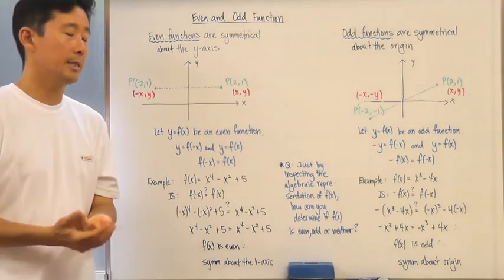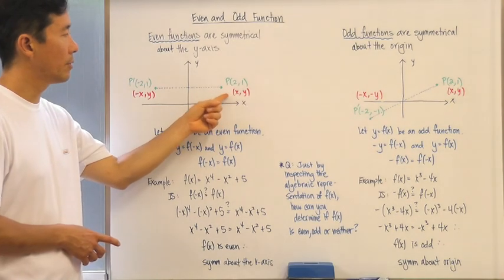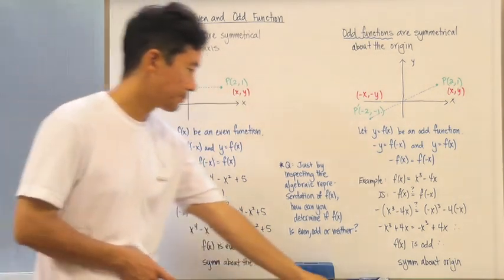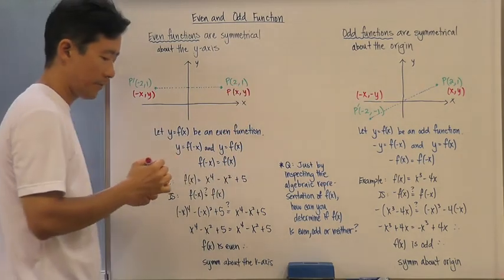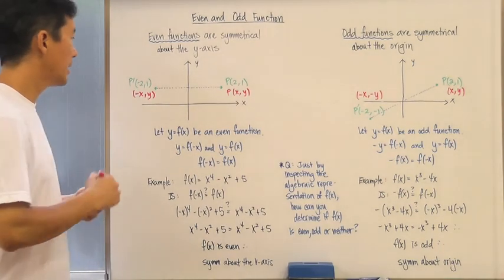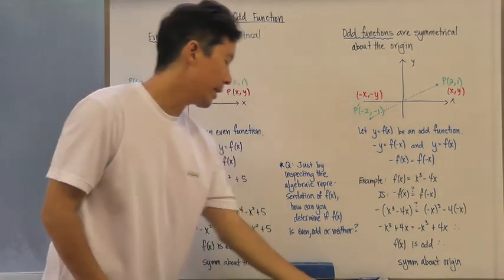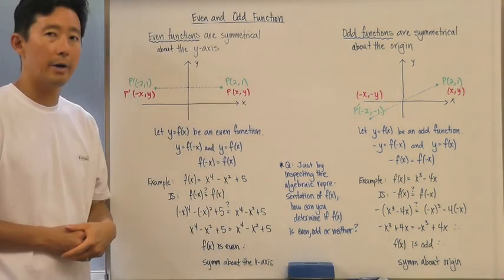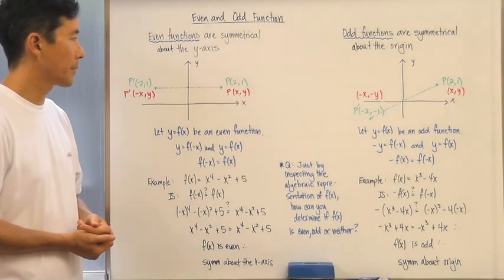Now let's generalize a bit more, and let's just say that this is any particular point (x, y) that exists on the even function. Then what that means is that the point P prime at (-x, y) also has to exist on the graph, because again, we're seeing that it's symmetrical about the y-axis.